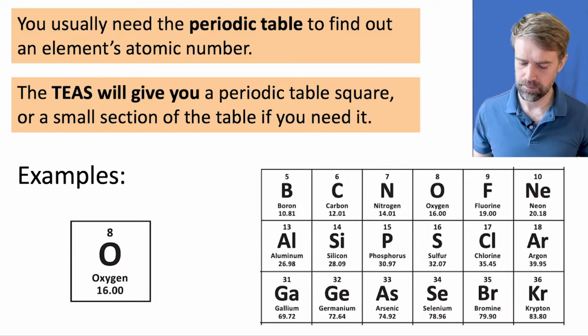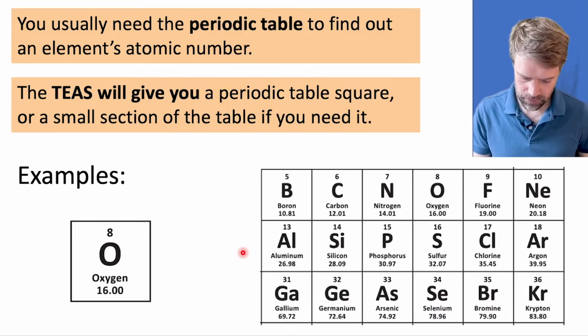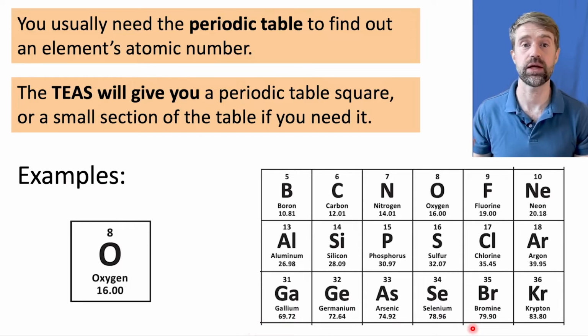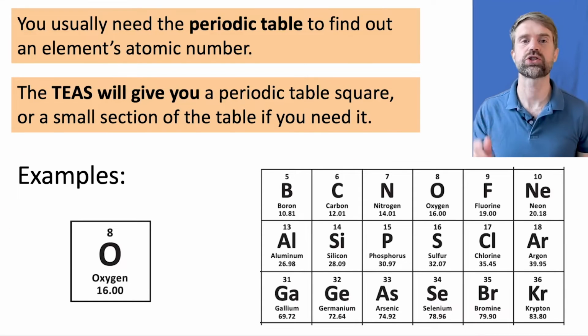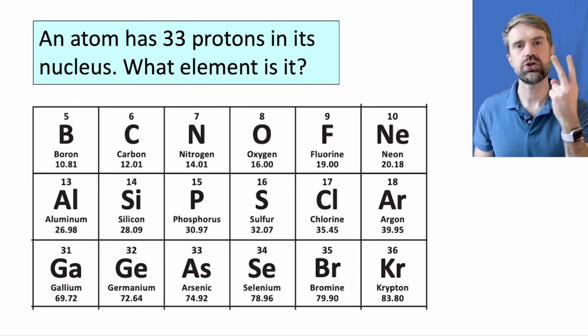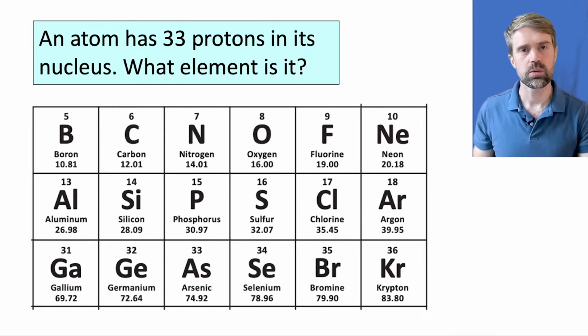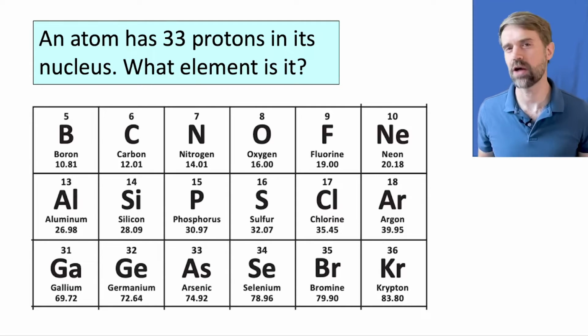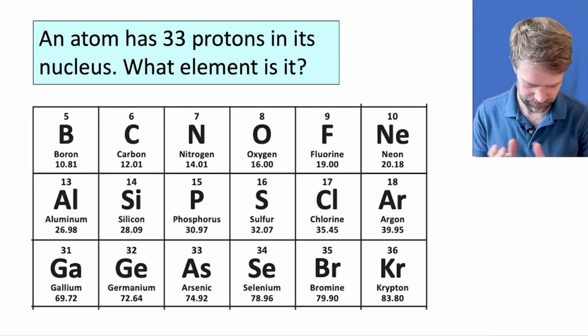The TEAS doesn't give you a periodic table for the whole test. Yes, that's true. But for a particular question, it will give you a periodic table square or a small section of the table or even the whole table if you need it. So you'll have the information that you need to answer questions like these. Let's do 2 straightforward questions just to practice what we've learned. And then we'll look at some TEAS style practice problems, which will be a little harder because, as you know, the TEAS always likes to make things more tricky and confusing.